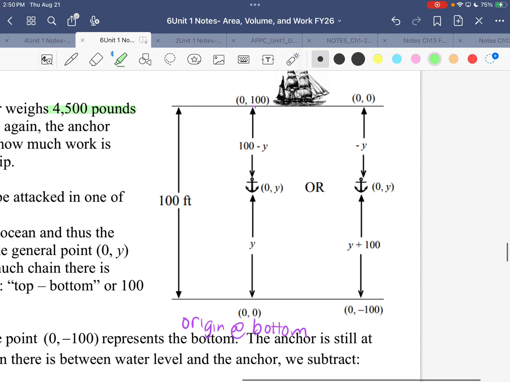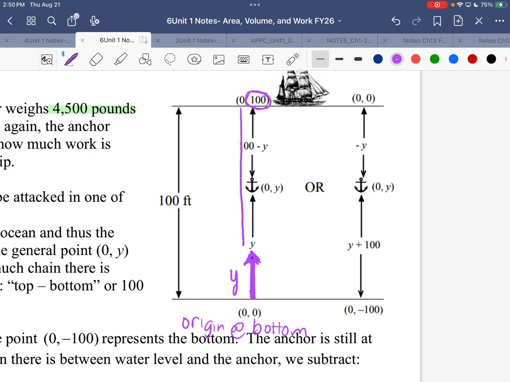Okay, so if we have the origin at the bottom, I don't like the arrow going this way. To move up from 0 towards 100 feet above, I'm moving positively in the y direction. So I've moved up y. Then if we're starting, this is at 100 feet from 0. This is actually the amount of chain we're trying to figure out. Once I've moved this anchor up y amount, I still have this much chain hanging down from the boat. So that is the part of the chain that really matters.